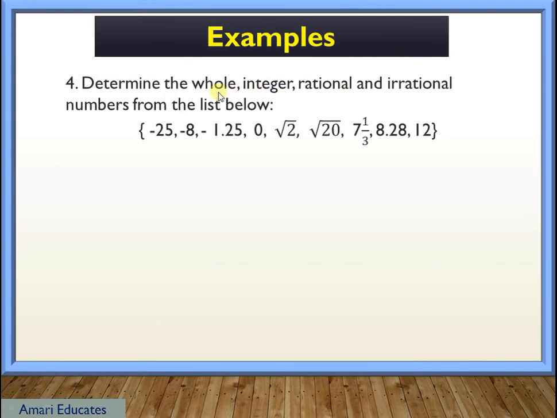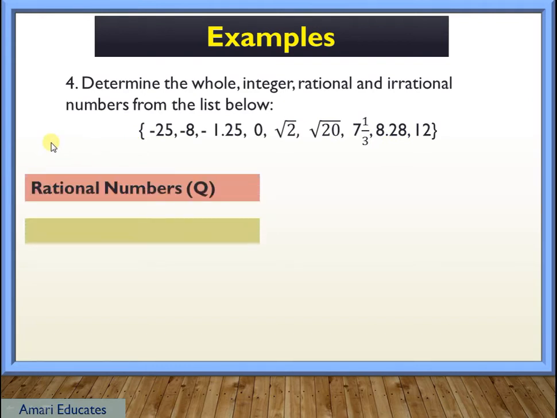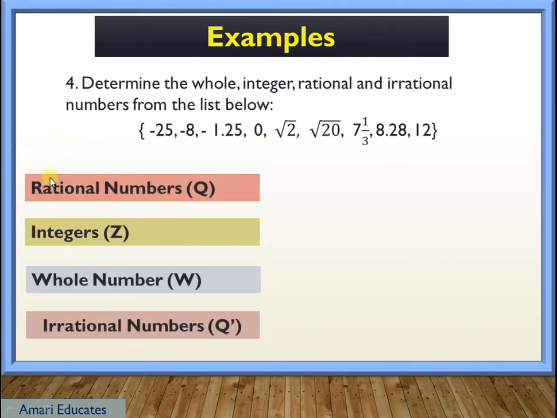Determine the whole, integer, the rational, and the irrational numbers from the list below. Okay? We will start with the rational numbers. So the rational numbers are, check if we have the same answer: negative 25, negative 8, negative 1.25, 0. This is not rational. This is not rational. This is irrational, so 7 and 1 over 3, 8.28, and 12. I started with the rational because if we have the rational, we could easily determine the integers.